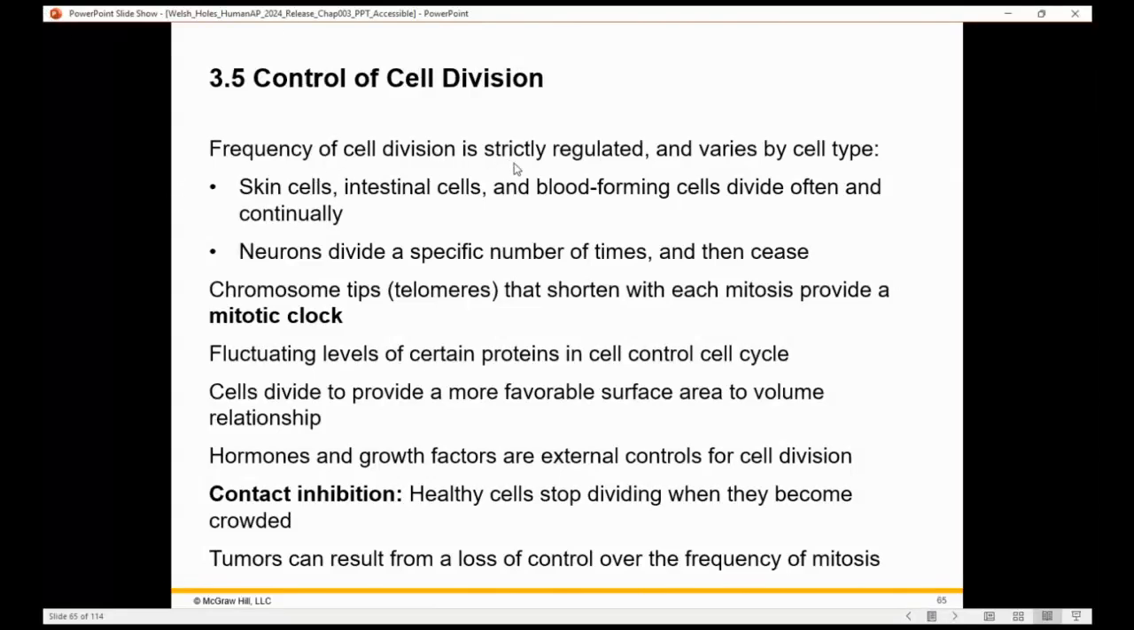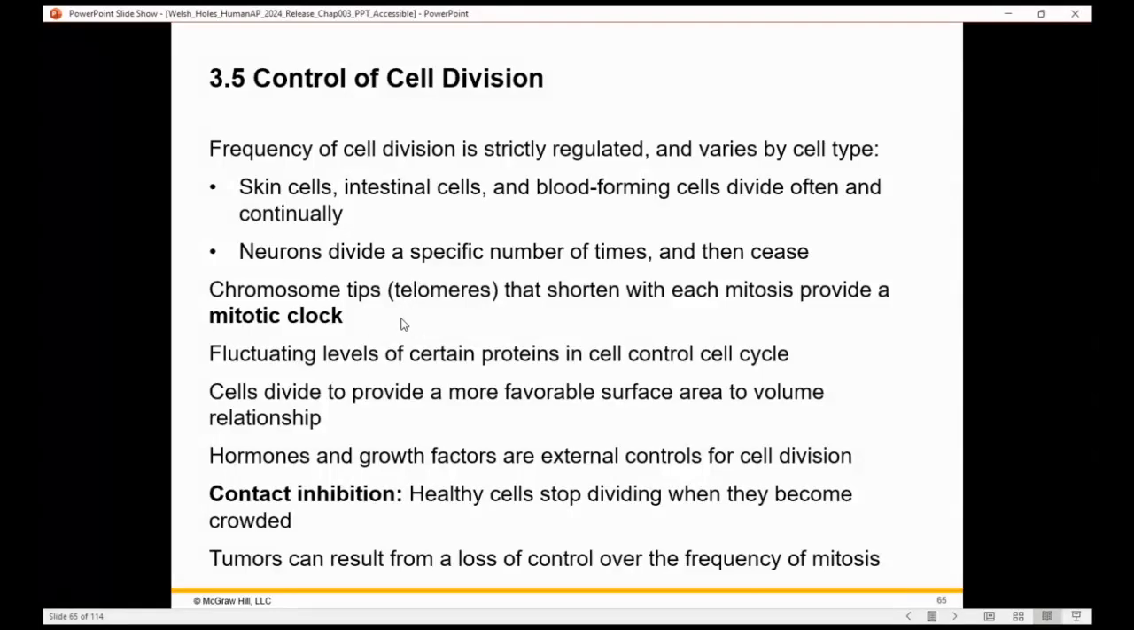Okay, frequency of cell division is regulated and varies by the cell type. So skin cells, intestinal cells, and blood-forming cells divide often and continually. Neurons divide a specific number of times, and then they cease. Okay, so neurons are some of the cells that aren't as easily reproduced. Kind of like once you have a certain number of neurons, that may be kind of it for a while, depending on where we're talking about.